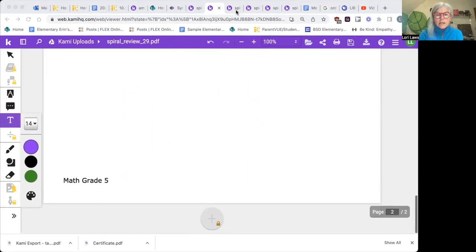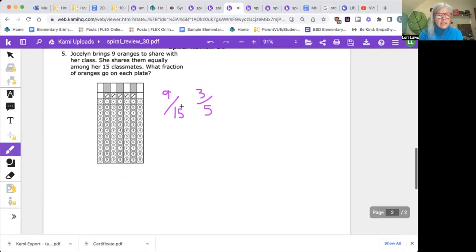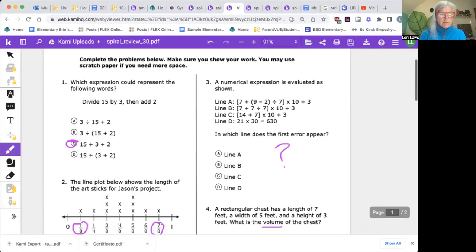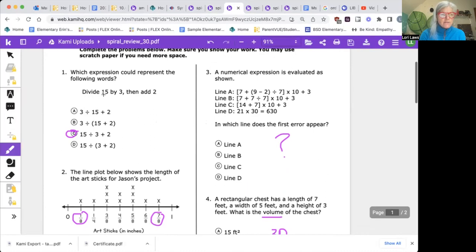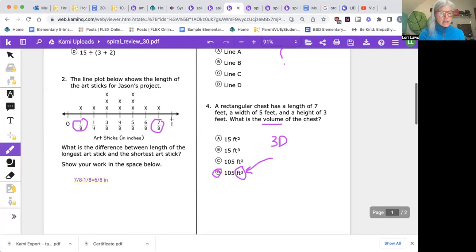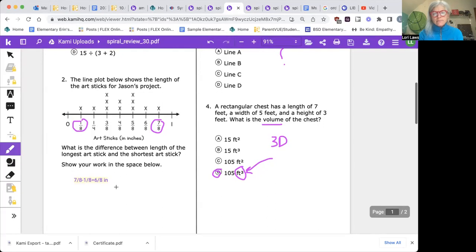All right, that's 29. And last but not least, 30. Number 1, C, which expression could represent the following words? Divide 15 by 3, then add 2, right there. Number 2, the line plot shows the length of the art sticks. What's the difference between the length of the longest stick, 7/8 of an inch, and the shortest stick, 1/8 of an inch? You just subtract to find the difference, 6/8 of an inch or 3/4.